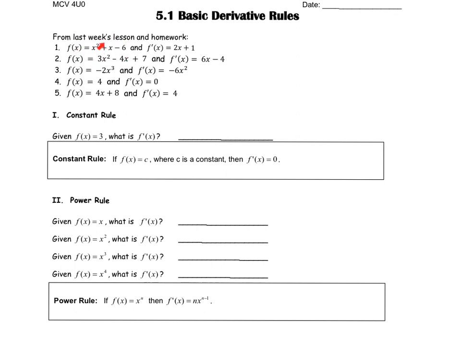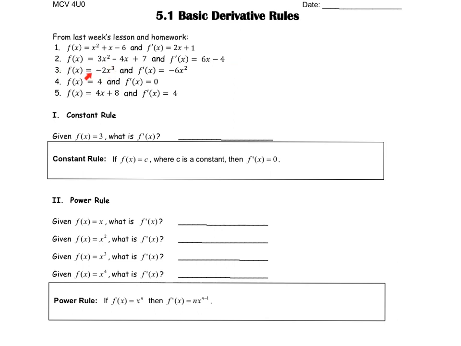So one of the ones that we did together in the video was x squared plus x minus 6, and we found the derivative to be 2x plus 1. Another quadratic that we did was 3x squared minus 4x plus 7, and note the derivative was 6x minus 4. Are you starting to see a pattern in these?